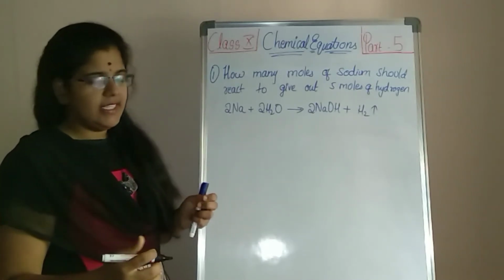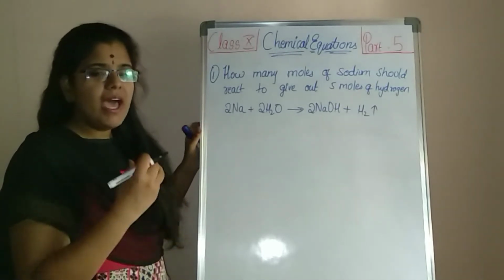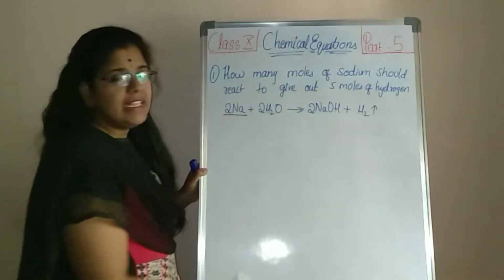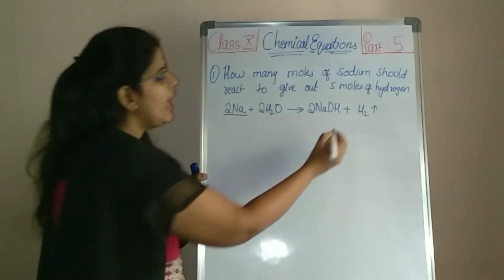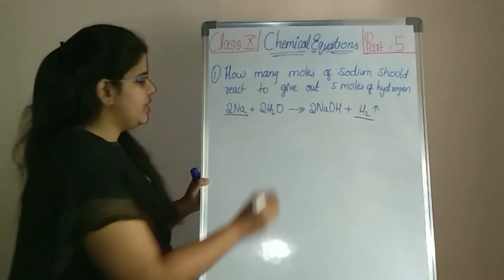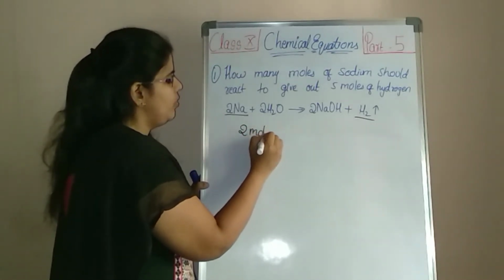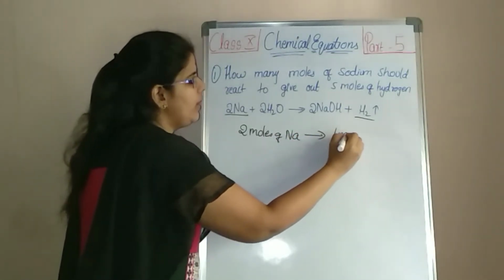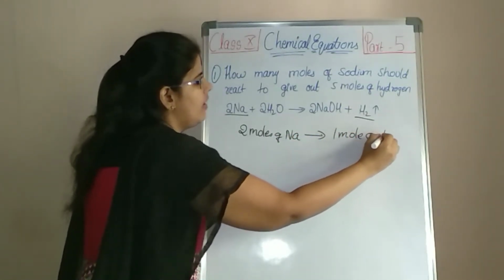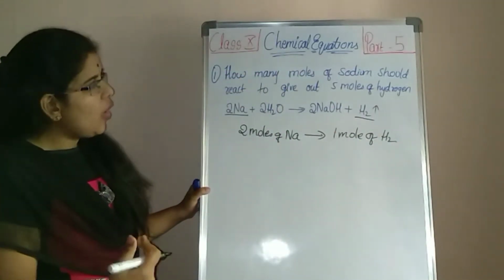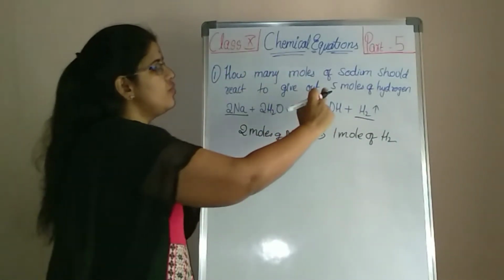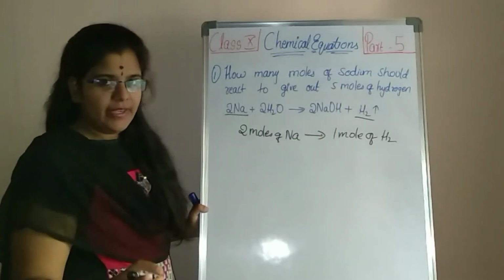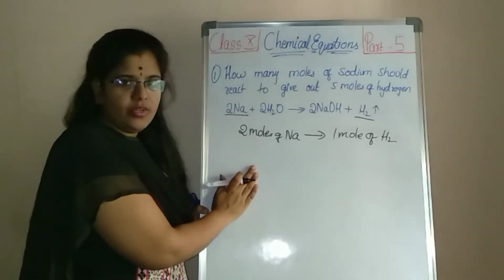So now let us see how many moles of sodium are reacting and how many moles of hydrogen are given out. Here we can see that 2 moles of sodium are reacting and giving out 1 mole of hydrogen. 2 moles of sodium are giving out 1 mole of hydrogen. Now what have they asked? They have asked to find out for 5 moles of hydrogen. So if you want 5 moles of hydrogen, how many moles of sodium should react?